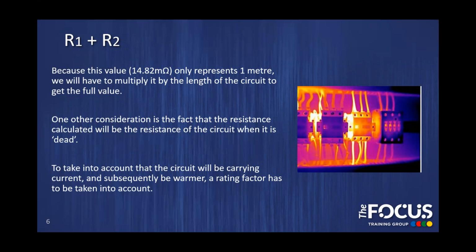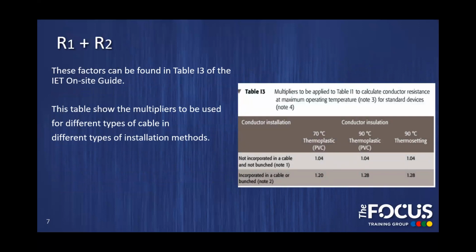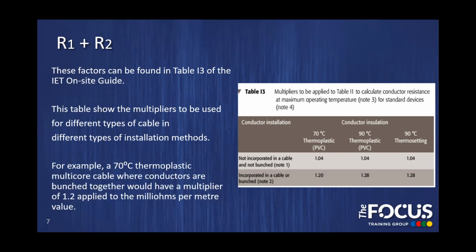Also, one other consideration is the fact that the resistance calculated will be the resistance of the circuit when it is dead. To take into account that the circuit will be carrying current and subsequently be warmer, a rating factor has to be taken into account. These factors can be found on table I3 of the On-Site Guide. This table shows the multipliers to be used for different types of cables in different types of installation methods. For example, a 70°C thermoplastic multi-core cable where conductors are bunched together would have a multiplier of 1.2 applied to the milliohms per metre value.